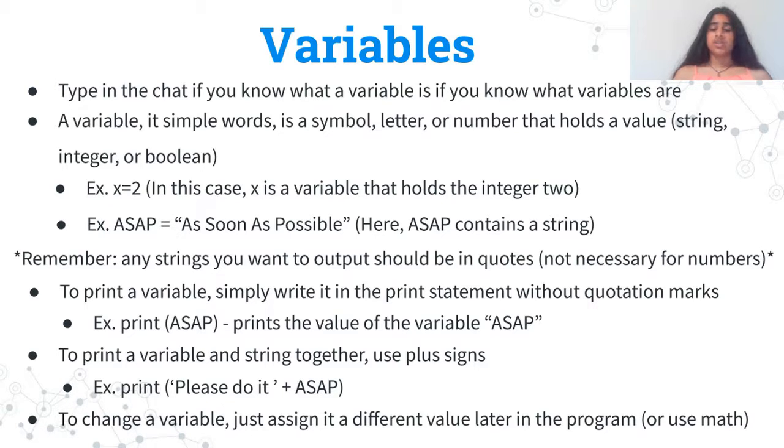To print a variable and string together, use plus signs. So "please do it " plus ASAP. The "please do it" was a string, so we put it in quotes, plus our code ASAP, which would basically decode to be "please do it ASAP." Please do it as soon as possible. And to change a variable, just assign it a different value later in the program, or you can use math.